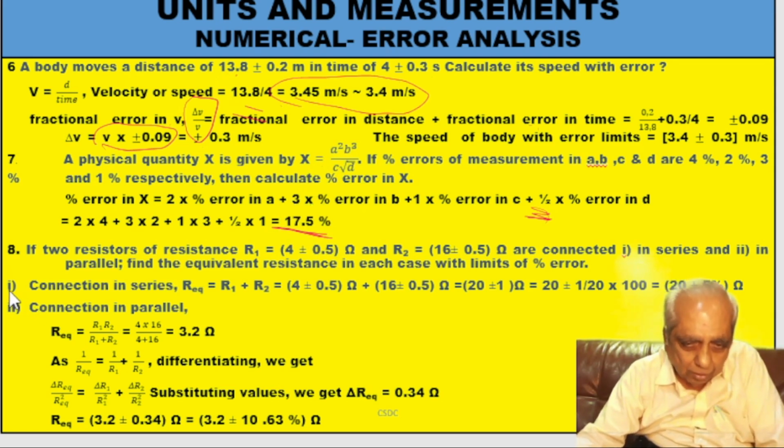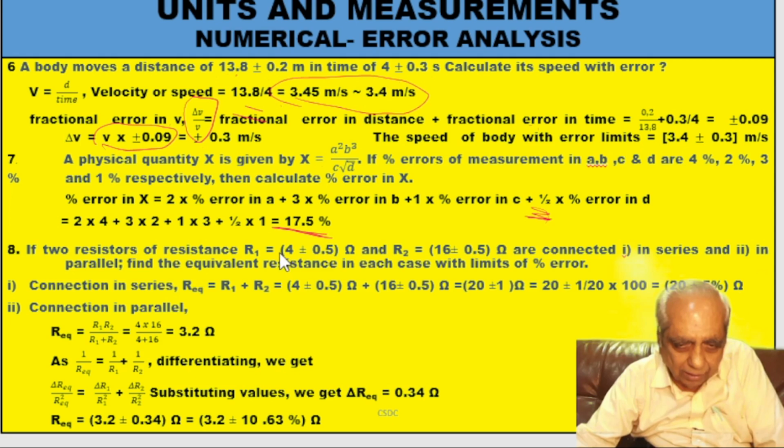Okay. Now the 8th is a quite important sum. It says there are two resistances, values are given. So this is the value, this is the absolute error. R2 also I know this, I know this. I know the value of resistance as well as the band of error. Now the sum is of two parts. One, they are connected in series, and then they are connected in parallel.